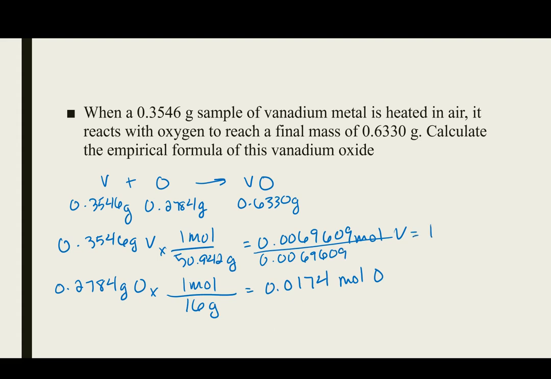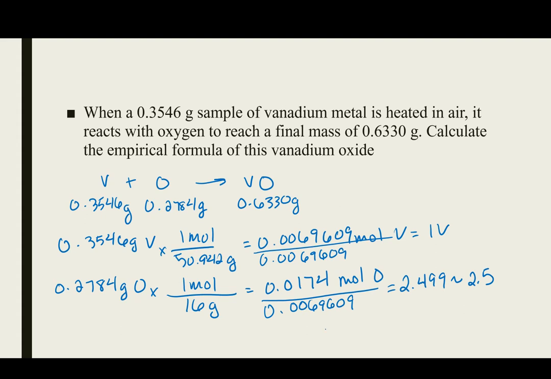So my smallest number is obviously the 0.0069609. That'll give me 1 vanadium. When I divide the oxygen, I get 2.499, which is very, very close to 2.5. You can't round it to a whole number because it is not within a tenth of a whole number, but we can round it to 2.5.